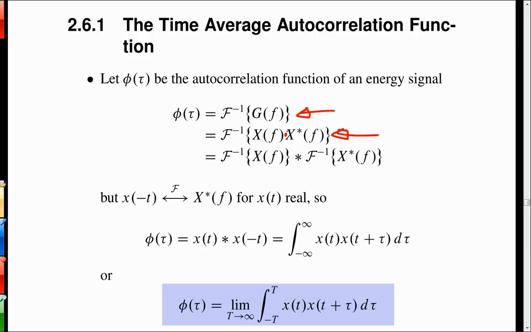So we're convolving the inverse Fourier transform of X of f with the inverse Fourier transform of X conjugate of f. But if you go back to the definition of the Fourier transform integral, you find that X conjugate of f is actually the time reversed version of x. So it's x of minus t.